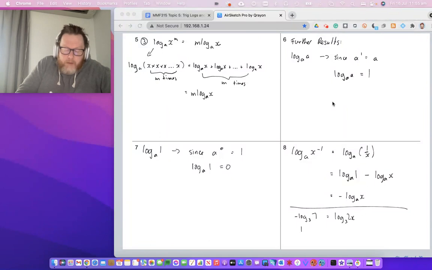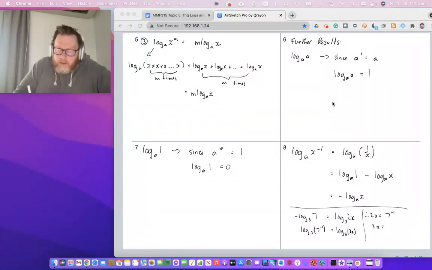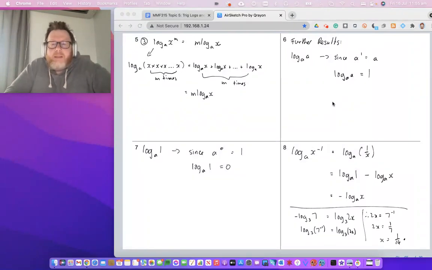But if I bring the negative power in to go log base 3 of 7 to the negative 1 equals log base 3 of 2x, I can use, similar to equating coefficients or equating exponents, I can equate my logs there and say, therefore, 2x equals 7 to the negative 1, 2x equals 1/7, and x equals 1/14. So there's a bonus little example there about how to solve a problem where you've got a negative on the outside. It's not the only way to solve it, but it's kind of just trying to explain why that result is particularly useful. Okay, I'll leave this video here.